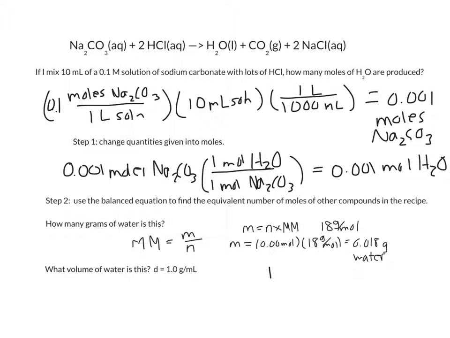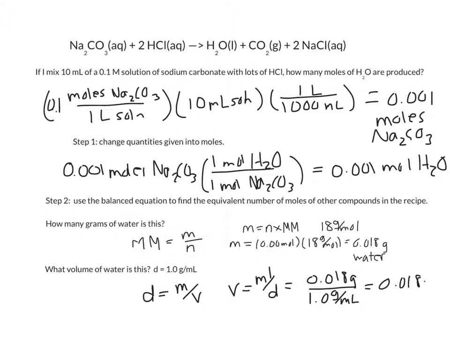I might take this one step further and ask what the volume of water is that is produced. If I know the density of water, which is 1 gram per milliliter, and I know how many grams of water I've produced, I can calculate the volume of water, because density is equal to mass divided by volume, and therefore volume is equal to mass divided by density. And I know that I have produced 0.018 grams of water. Its density is 1.0 grams per milliliter, and therefore I have produced 0.018 milliliters of water.